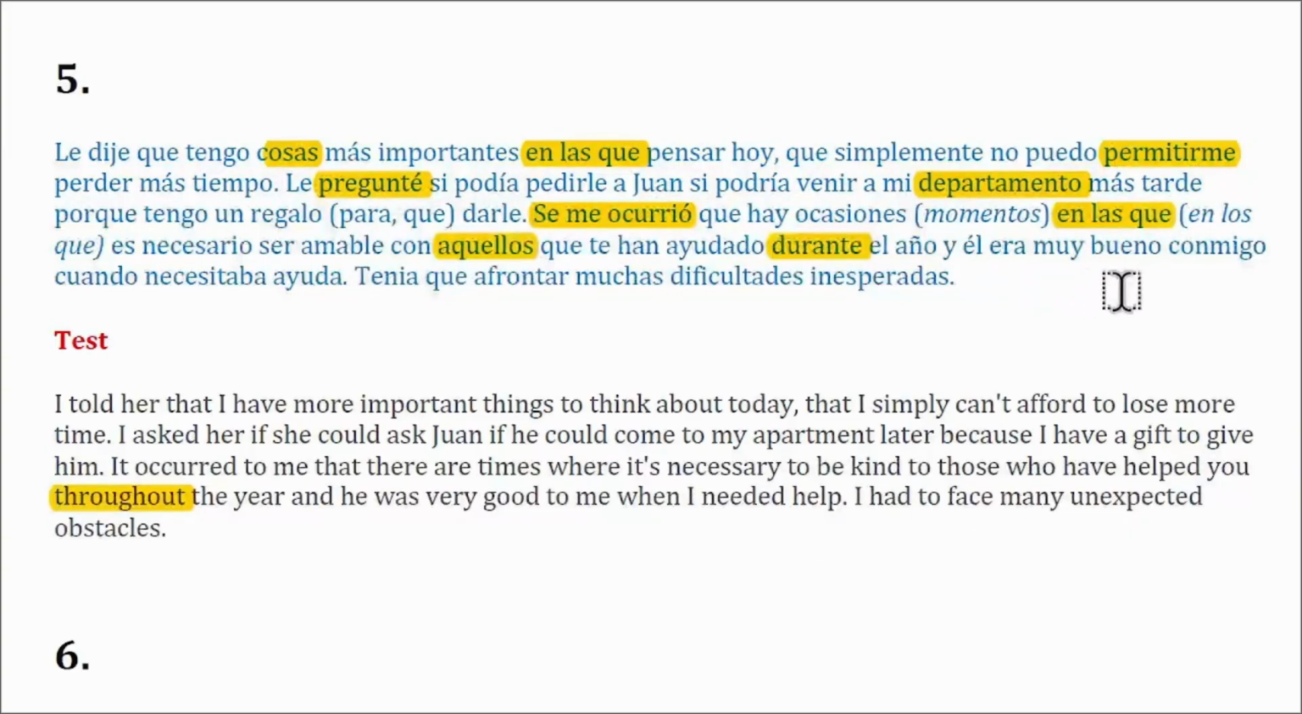So, "and he was very good to me when I was needing help." Finally, we have tenía que afrontar muchas dificultades inesperadas. So there's some nice vocabulary here. "To face" is afrontar, "to face up to," right? Afrontar. And then in English, we have "many unexpected obstacles." Now, it sounds much better in Spanish to say "difficulties." So we have muchas dificultades, and then the word for "unexpected" would be inesperadas. Notice that it's matching with las dificultades.